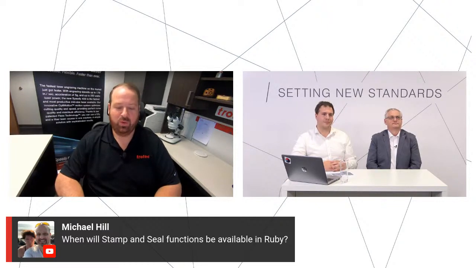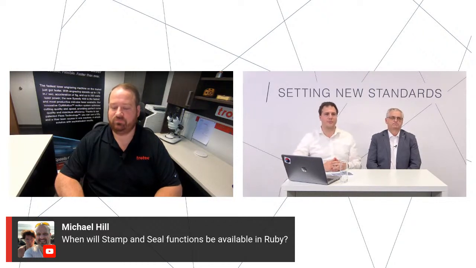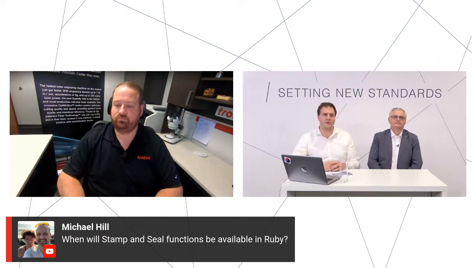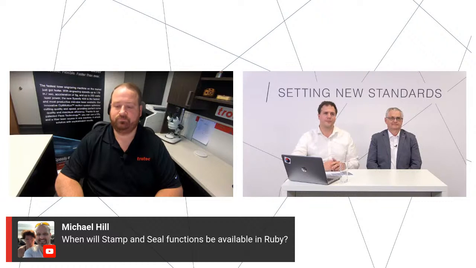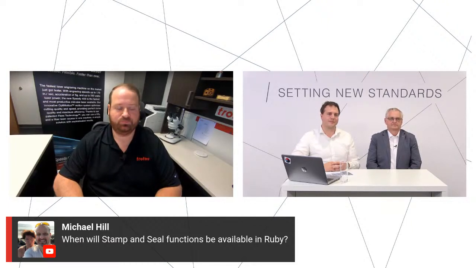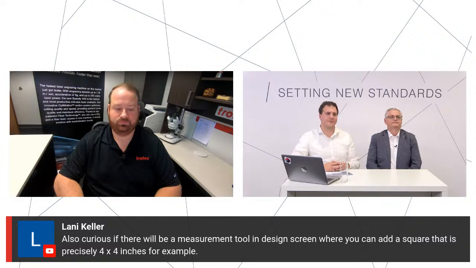When will the stamp and seal functions be available in Ruby? From what Alex said earlier, it will be around December, is that right, Alex? Exactly. The next big update for Ruby is scheduled for December, where we are definitely also aiming for the stamp functionality. So if you are a manufacturer of stamp and seal, for example, you would probably want to stick with Job Control until the Ruby update in December. Yep.